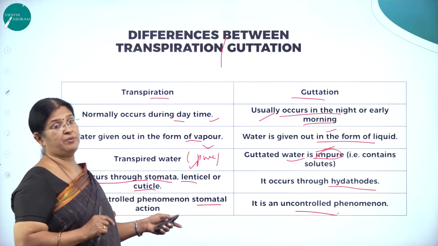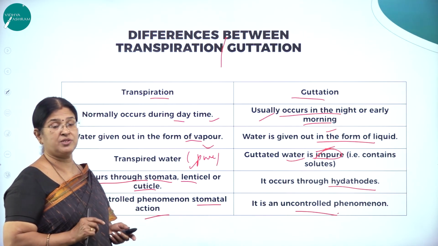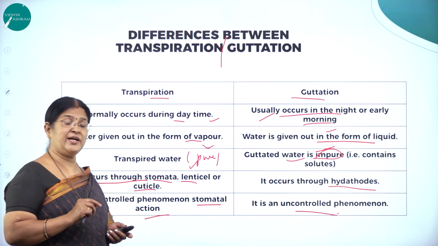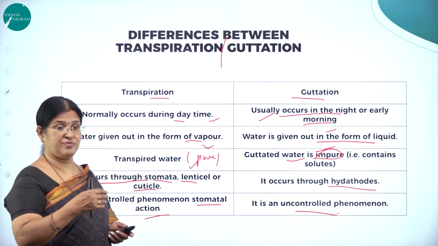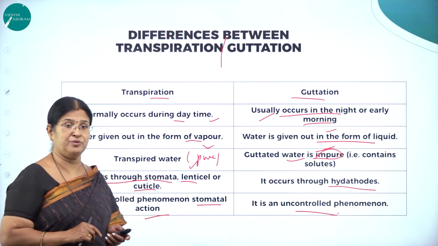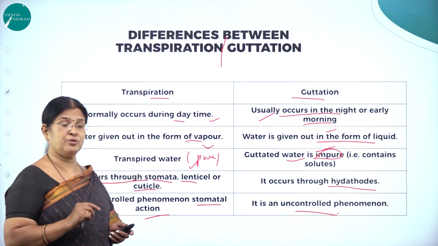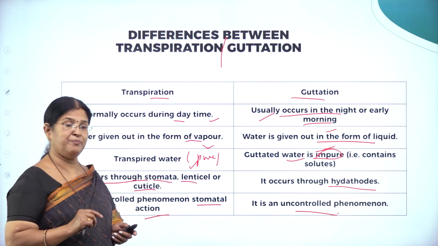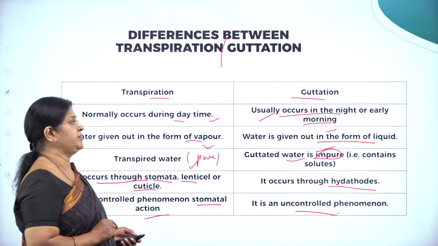Transpiration is a controlled phenomenon because, as I said, the opening and closing of stomata is a regulated process, regulated through the entry and exit of potassium ions. So potassium ions play a very great role, as we have already studied in the chapter on mineral nutrition, how important the mineral nutrients are for the growth and development of a plant body. Guttation is an uncontrolled phenomenon.